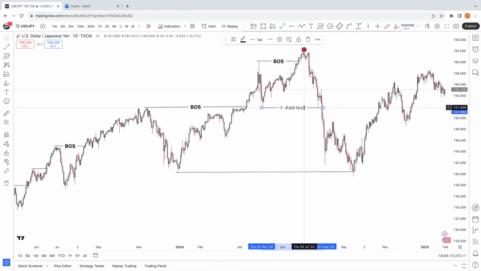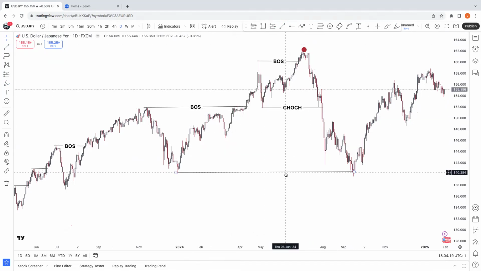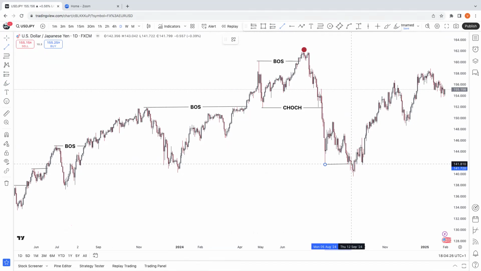So we refer to this zone as well. This is a change of character. When this happens, we say, okay, this is a change of character, right? And then this zone here, we refer to this zone as what, as BOS, right? So this is a BOS. Why is it a BOS?